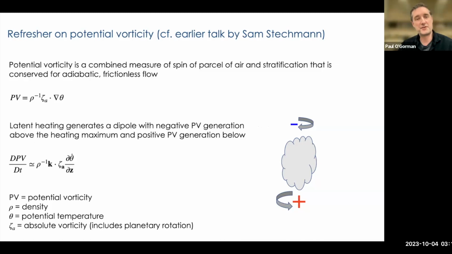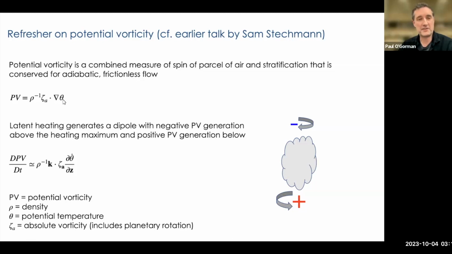And I'll just give a brief refresher on potential vorticity because I'll be using that a lot. I know Sam Steckman talked about it in an earlier talk in this series. He was introducing a moist potential vorticity, or PV. Here we'll rely on the dry PV, but look at its sources and sinks from moisture. So potential vorticity, or PV, is basically a combined measure of the spin of the parcel of air and stratification, and it's conserved for adiabatic frictionless flow. So it involves the absolute vorticity and the gradient of theta, which mostly matters in the vertical. So the vertical gradient of theta is the largest part of that.